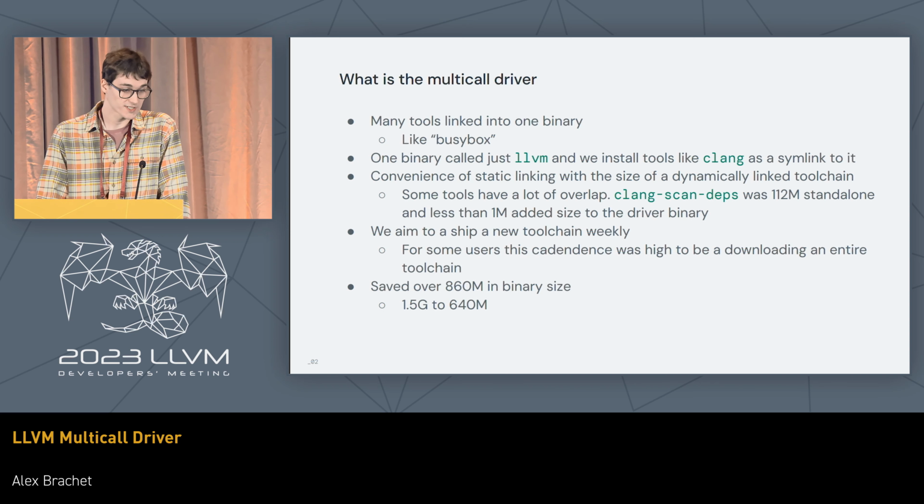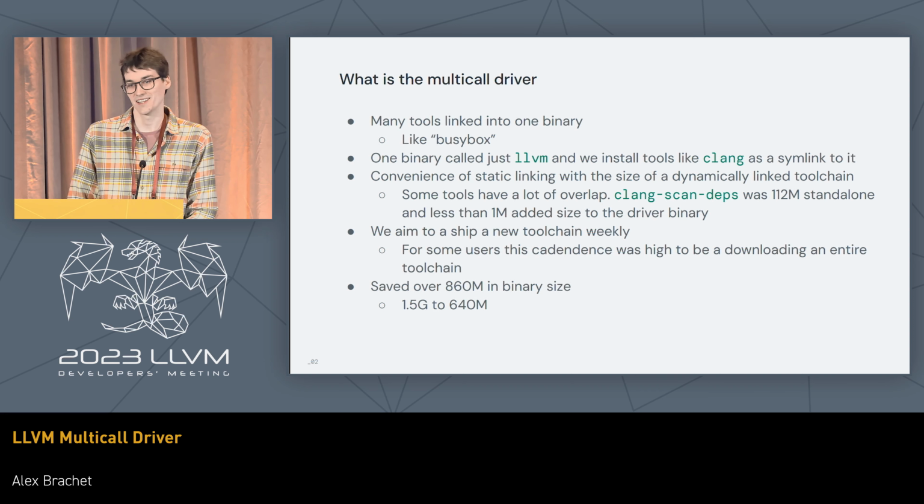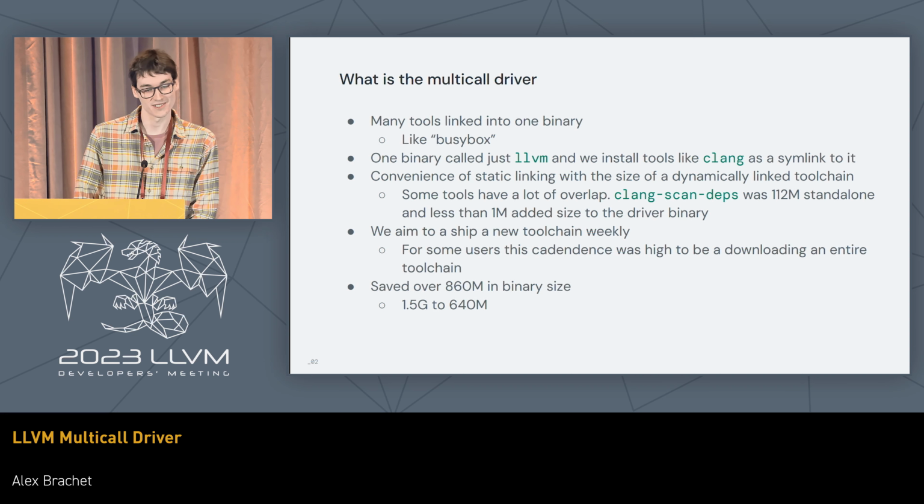We really prefer static linking for a lot of reasons. We don't want users coming to us saying they had a bug, we try to reproduce it, and it turns out they were just using their own libraries, they messed with the RPath, whatever. We prefer static linking a lot, but the downside is a lot of tools have a lot of overlap in the libraries. Clang scandeps was one of the most egregious we found.